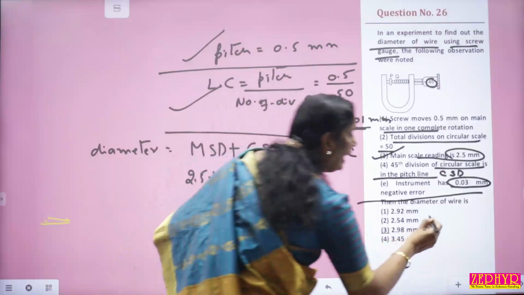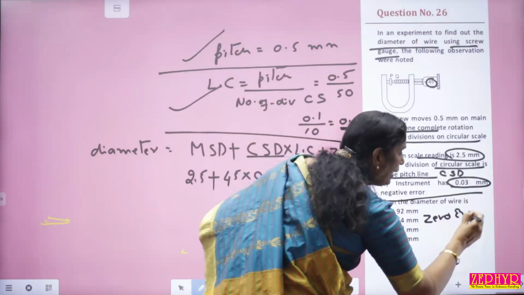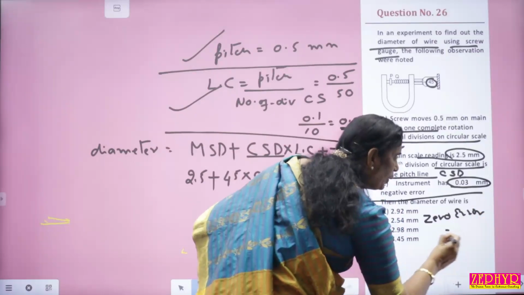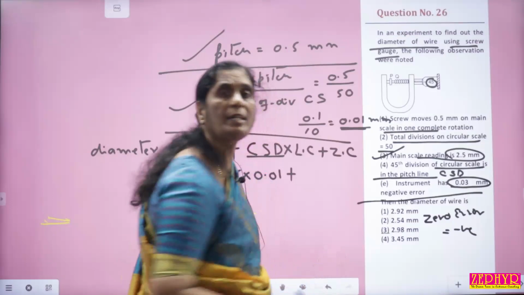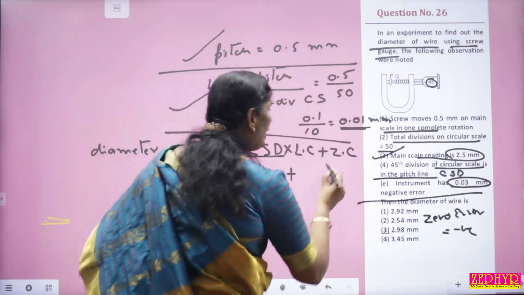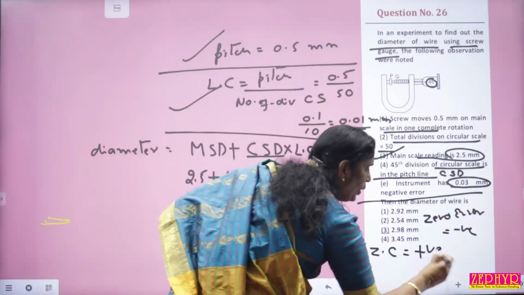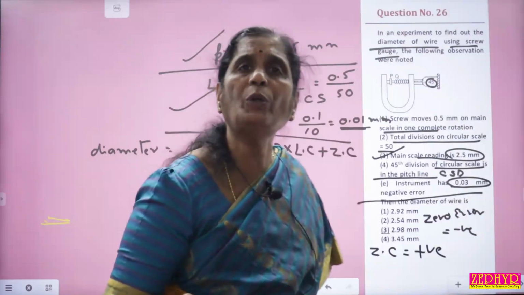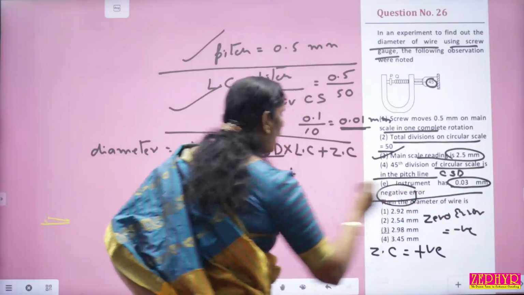So they gave the zero error. Zero error is negative. Zero error is negative, so zero correction is positive. Okay, opposite. So I have to take zero correction as positive. Suppose if the zero error is positive, zero correction will be minus. So zero error is negative, so I have to take positive.